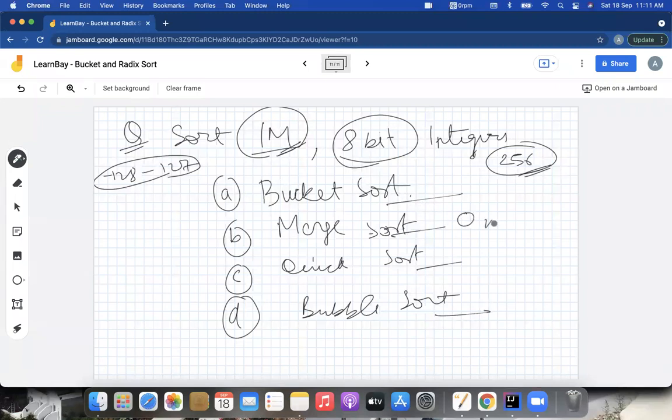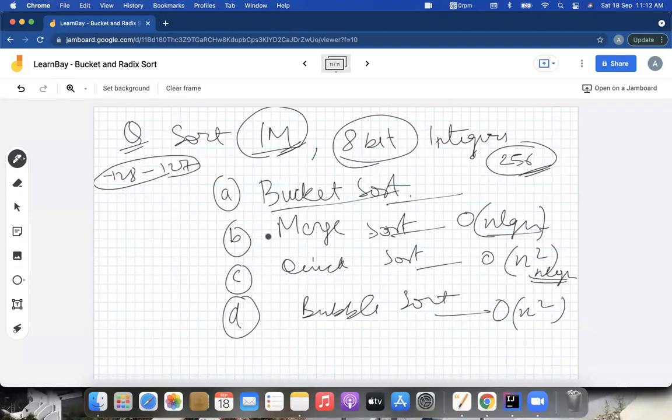So if you use merge sort, in all cases, you solve it in order of n log n. If you use quick sort, worst case, order of n square, best case and average case also n log n. If you use bubble sort, then always n square. So far, best case is n log n. What if you use bucket sort?